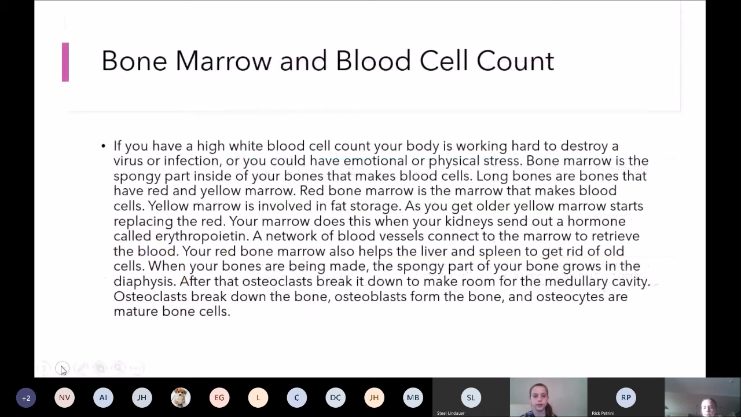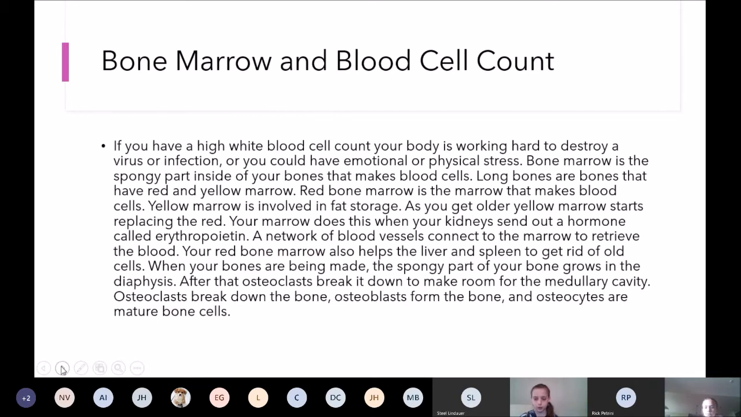Bone marrow and blood cell count. If you have a high white blood cell count, it means your body is working hard to destroy virus or infection, or you could have emotional or physical stress. Bone marrow is a spongy part inside of your bone that makes blood cells. Long bones are bones that have red and yellow marrow. Red marrow is the one that makes blood, and yellow marrow is involved in fat storage.